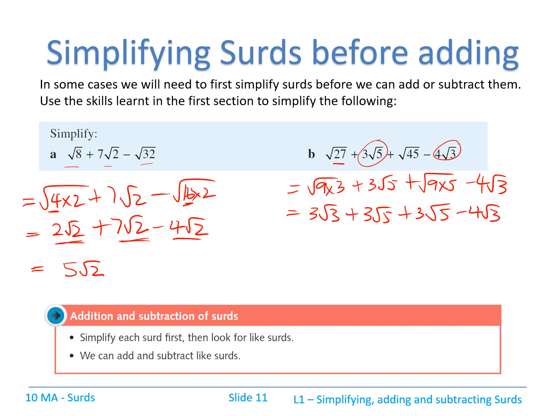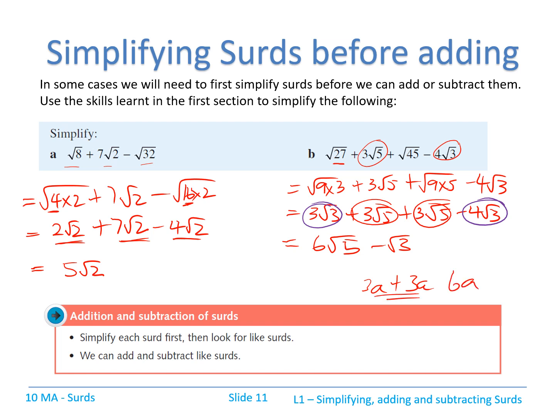Then we group together our like surds. So 3 root 3 minus 4 root 3 is going to be minus root 3, so I'm going to put it second. Because if I add those together, 3 root 5 and 3 root 5, that gives me 6 root 5. It's not 6 root 10. Some people will do 6 root 10. Remember, it's like algebra. 3 apples plus another 3 apples gives me 6 apples. 3 groups of root 5, add another 3 groups of root 5. I have 6 groups of root 5.